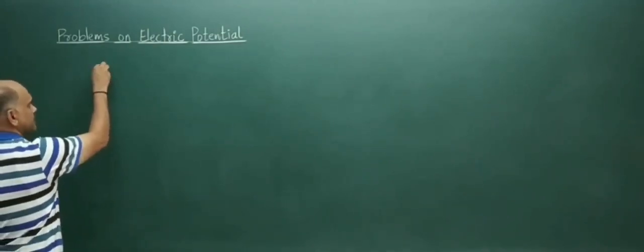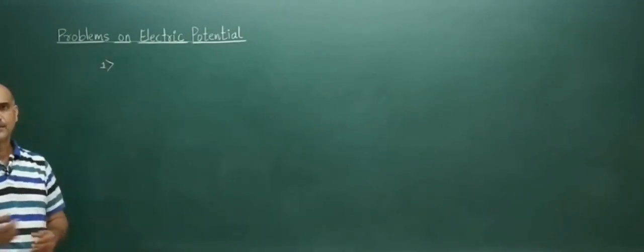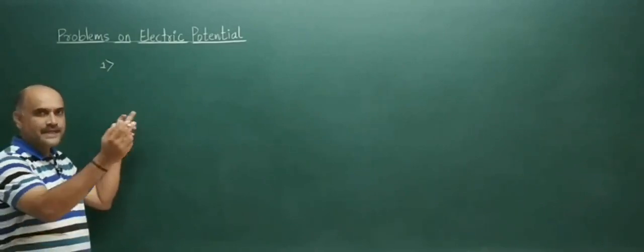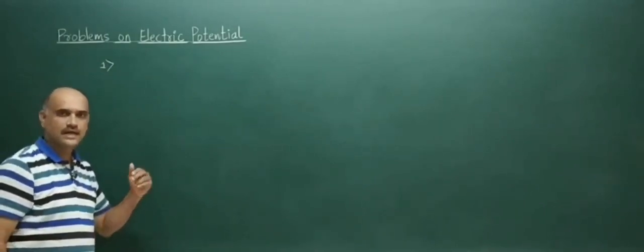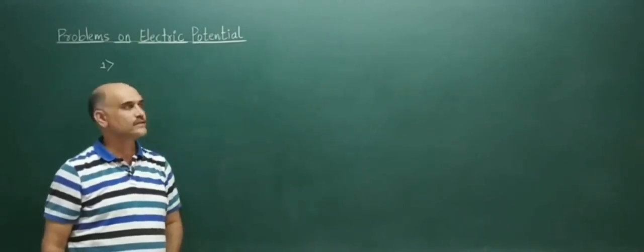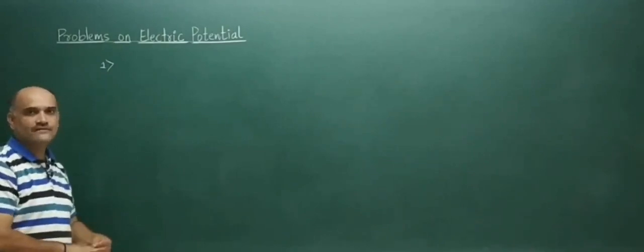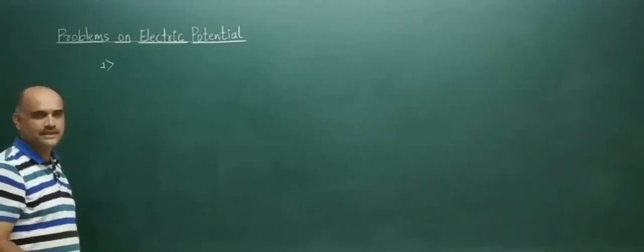So students, in such problems, you will be having 2 cases. One point will be in between the 2 charges, and the second case, the point will come outside the 2 charges, where potential is 0. And here compulsorily one will be positive and another will be negative.